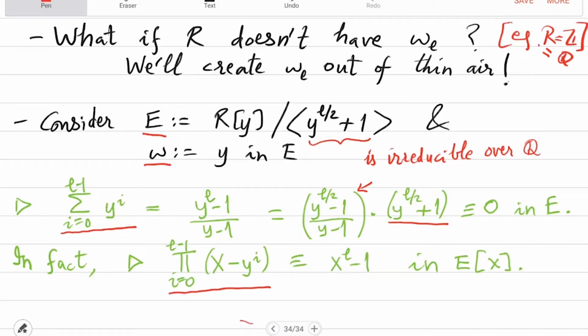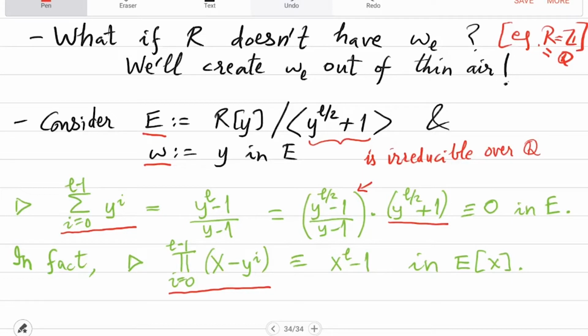So in that sense, y is truly a primitive root of unity, an L-th primitive root of unity in the ring E. Okay, let us now proceed. Question: from the roots of y to the L by 2 plus 1, can we generate all the roots of y to the L minus 1? You mean x to the L minus 1? Use a different variable.